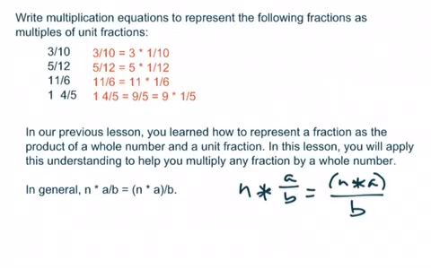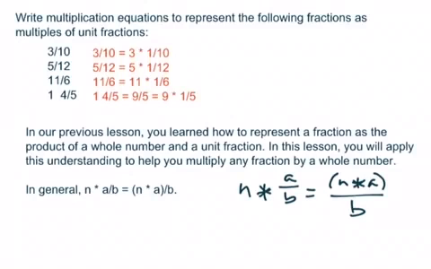Cool. Okay, hopefully you could tell me 3/10 is 3 times 1/10. 5/12 is 5 times 1/12. 11/6 is 11 times 1/6. And then for the 1 and 4/5, that was meant to just see if you could figure out what to do there. Hopefully you converted that back to an improper fraction to help yourself and then said, well, that's 9/5, right? So that's 9 times 1/5. Because you know the whole 1 is 5/5 plus the 4/5 fraction gives you 9/5. Hopefully you could figure that out.